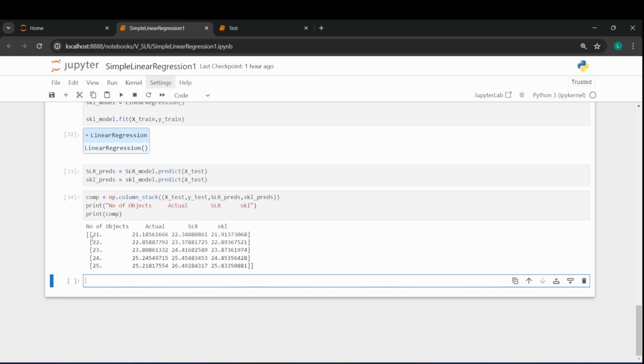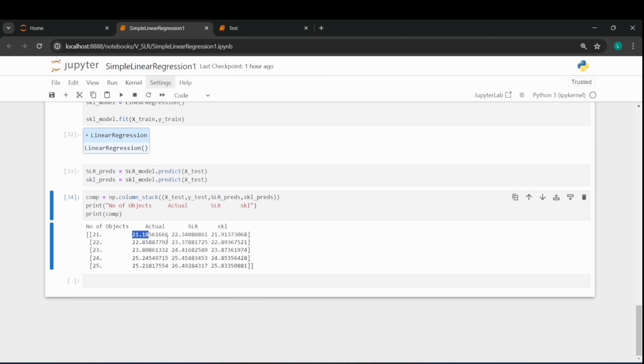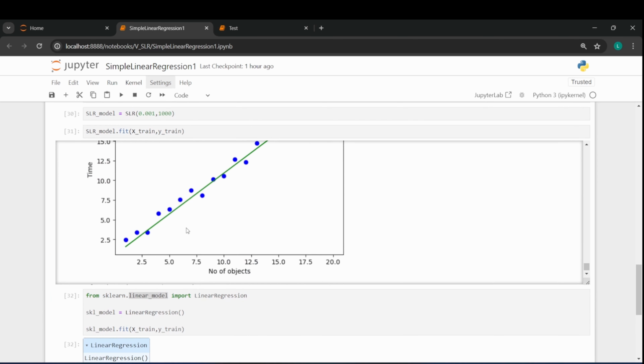So the actual time it took to make 21 objects is 21.18 units of time. Our SLR model has predicted it as 22.34 units of time. The sklearn model has predicted it as 21.91 units of time. Let's say for 24 objects the actual time it took is 25.24 units of time. Our SLR model has predicted it at 25.45 units of time. The sklearn model has predicted it as 24.85 units of time. So our model is performing well. It is not as good as the sklearn model, which is better optimized, but it works just fine.